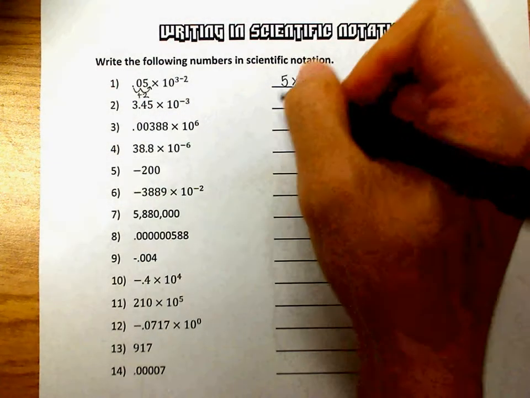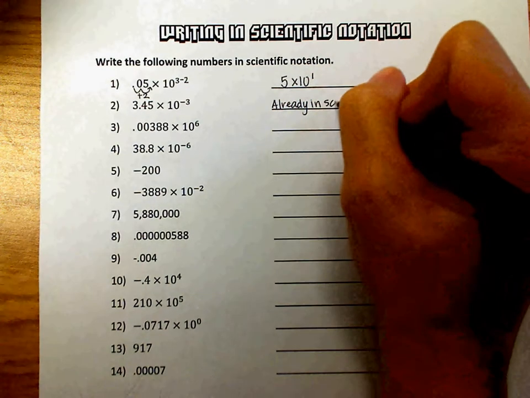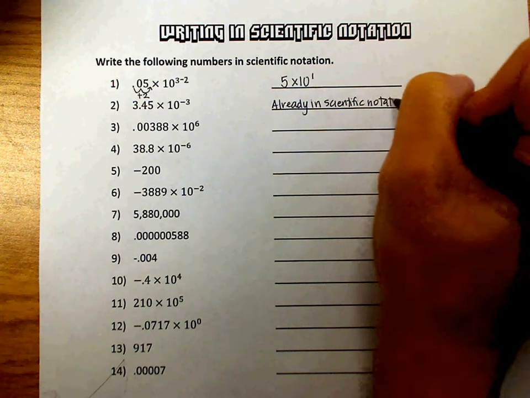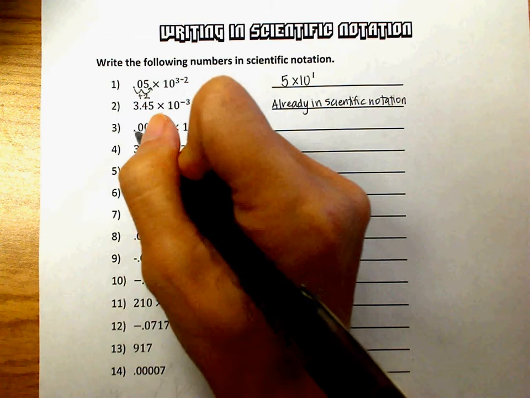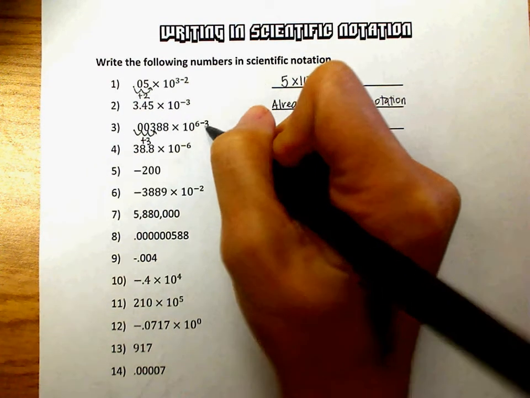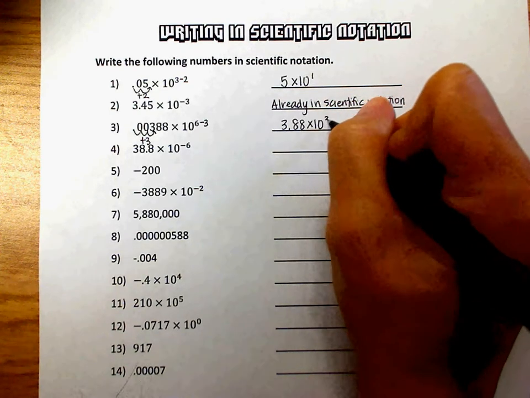Now number 2, it's already in scientific notation. So I'm just going to write that. Okay, number 3. I have to move the decimal 1, 2, 3 to the right, which is a positive 3. You got to do the opposite to the exponent, so it becomes 3.88 times 10 to the third power.